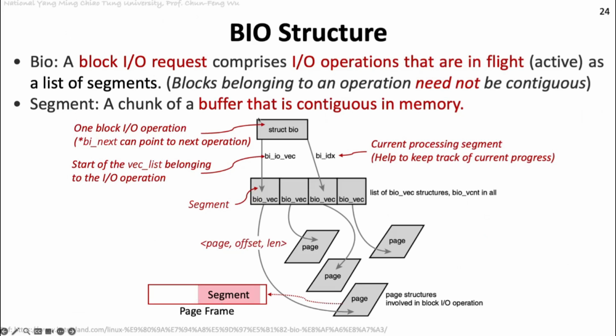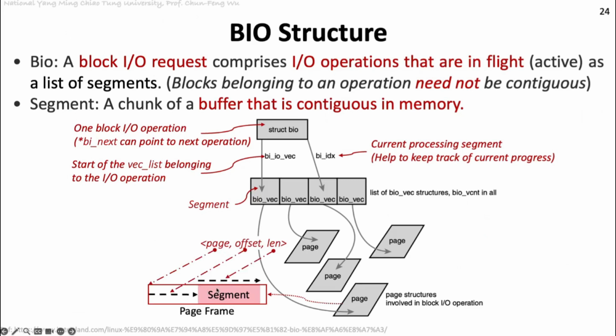For each BIO vector, we maintain three fields. One is which page it is, one is the offset, and one is the length. So which page it is: this is the page frame, and inside the page there are 4 kilobytes of data. Where does the data start from? This segment starts from this offset. This is the page, and this is the offset. And with this offset, how much data are we going to read out? We use a length to describe the segment size.